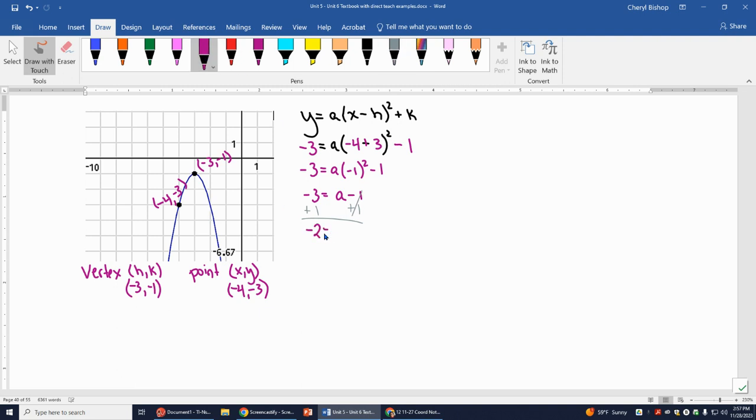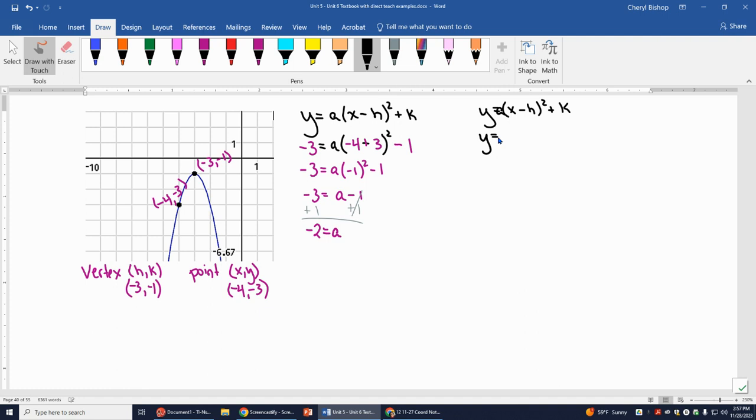Negative 2 equals a. So now I'm going to go back to that first equation, y equals (x minus h) squared plus k. Oops, I forgot my a, so I'm going to squeeze that a in there, and fill in everything that I know now.